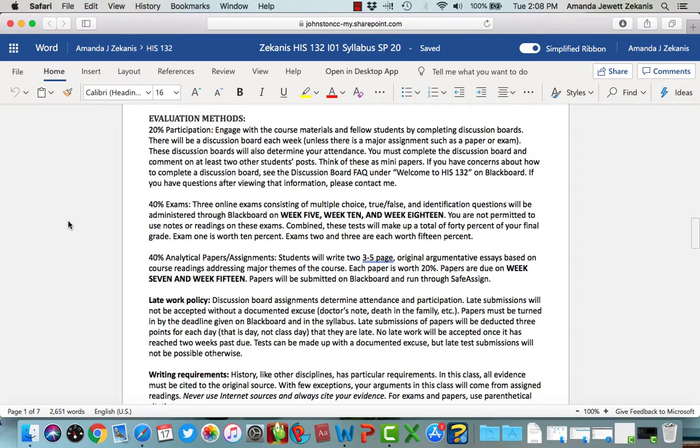They're like mini papers. There's a discussion board FAQ handout under the Welcome to History 132 tab, which if you watched the Blackboard tour video first, you saw it already. And that shows you the things you need to focus on in the order of importance. So most important is first. And so read that. And then if you have any questions, let me know. But you need to make sure those are due on Friday nights by 11:59 p.m. So make sure that your post and your comments are in by that time so you can be counted present and get credit for that participation.